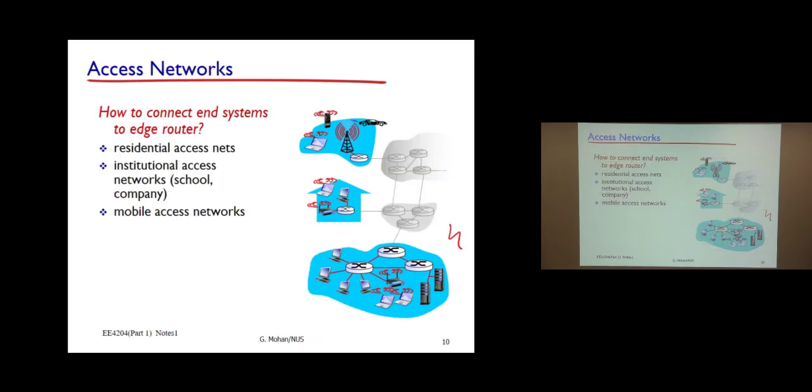What is an access network? As I said before, this is a network which is used to connect the end systems to the network or the internet. That means it's used to connect the end system to the edge router. You can imagine the edge router as the first router to which you should be connected to get access to the internet. Is that fine? That is the access network. There are different kinds of access networks.